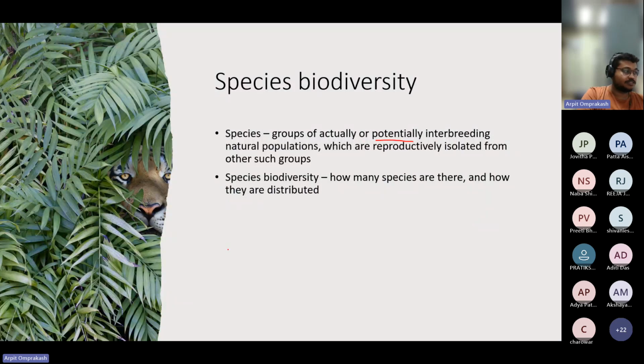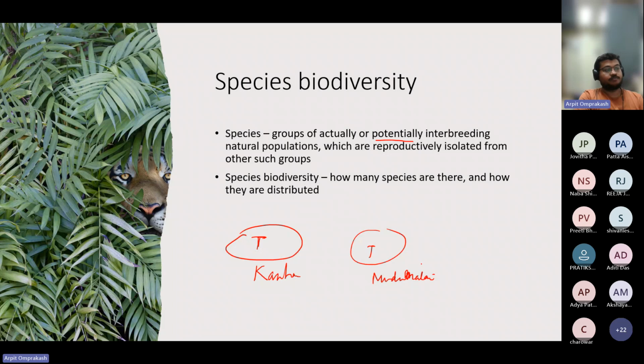Let's say you have a population of tigers in Kanha and a population of tigers in, let's say, Mudumalai. These are different populations belonging to different regions in India, right? But if you take an individual from here and another individual from here and you mate them, you'll get a fertile offspring. That means that these are potentially interbreeding. They're not actually interbreeding because they're geographically separated from each other, but they can potentially interbreed if they're given the chance. And what is reproductive isolation?